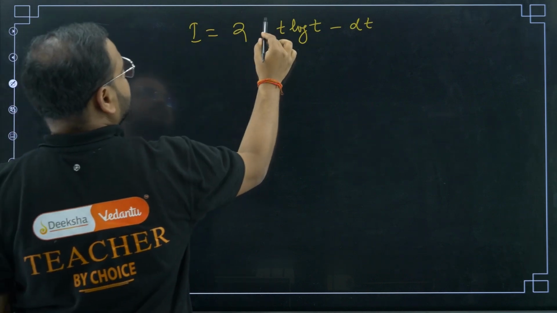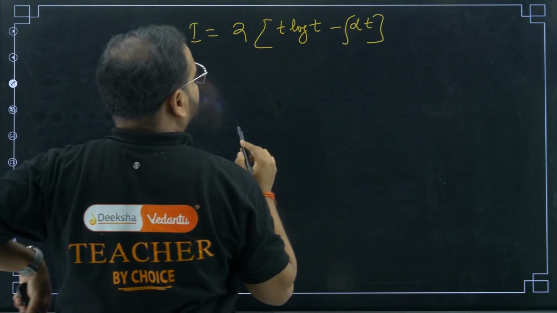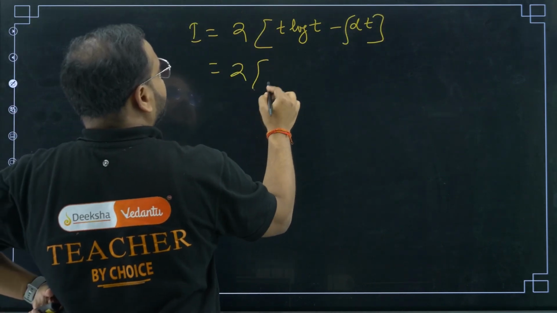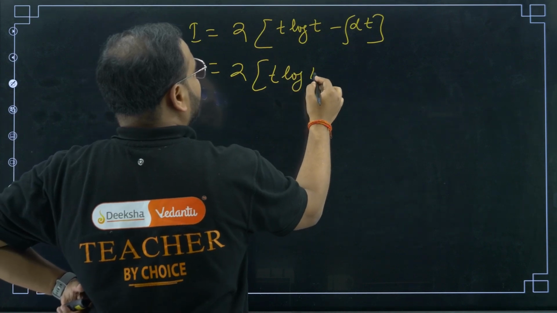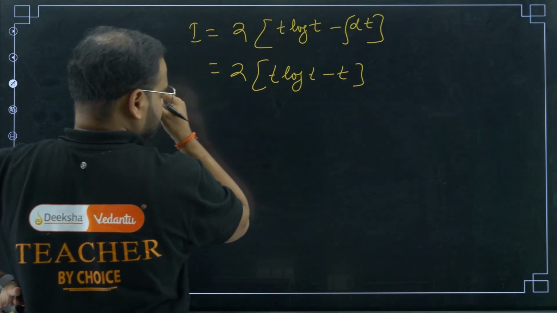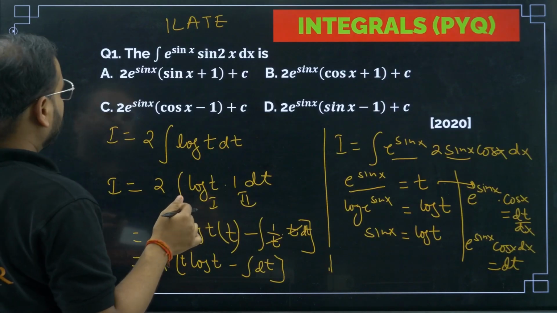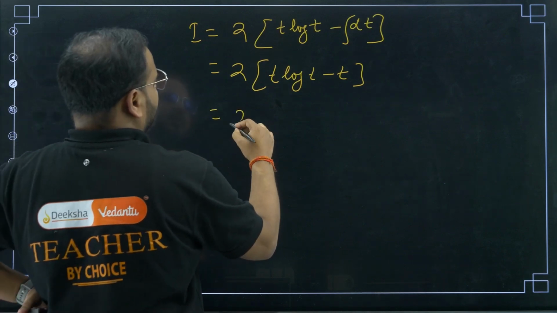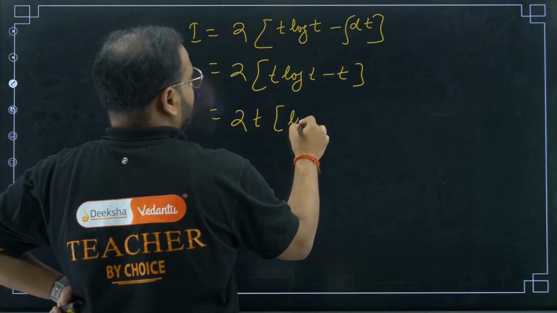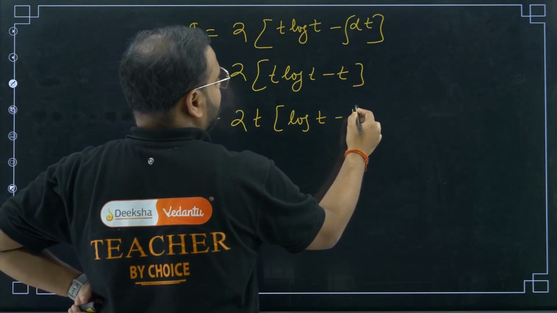This is just a bracket, this is the integral closed over here. I get 2 times of t log t minus t. Okay, so what is the answer? Have a look. I can take t common first of all. I get log t minus 1.